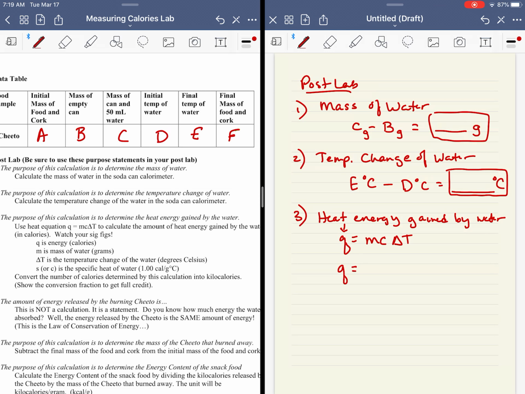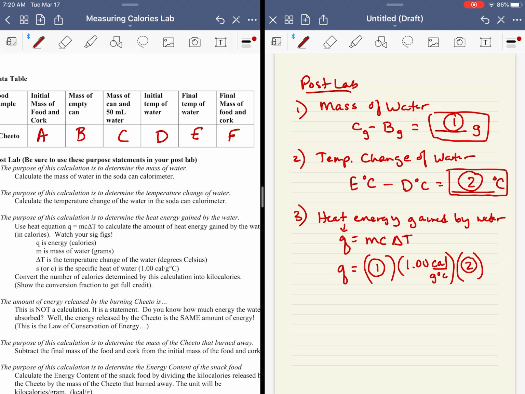The mass of the water, well, let's see here. We need to, if this is going to be an answer from number 1, and this is our answer from number 2, we're going to need to use those in this calculation. So going back to question number 3, the heat energy gained by the water is Q. We're solving for Q. It's equal to the mass, which is what we got from answer number 1. And then C, the specific heat of water in calories, is 1.00 calories per gram degree Celsius. And then we're going to multiply it by the delta T, which is the answer you got from number 2.